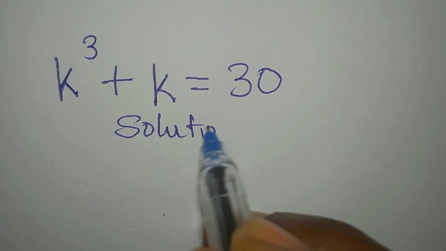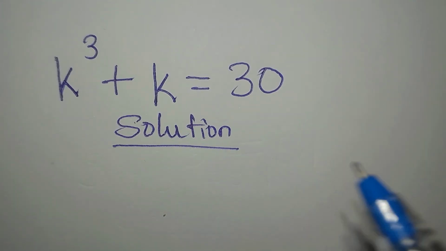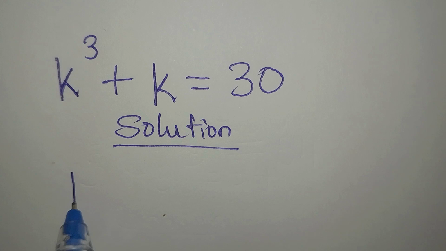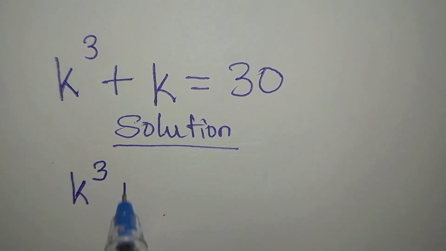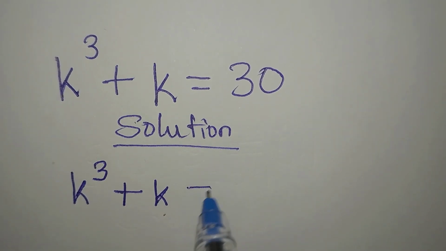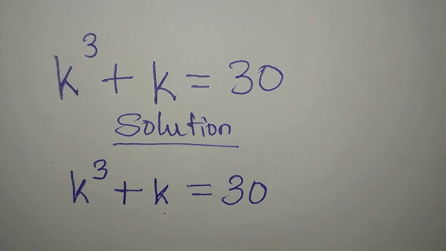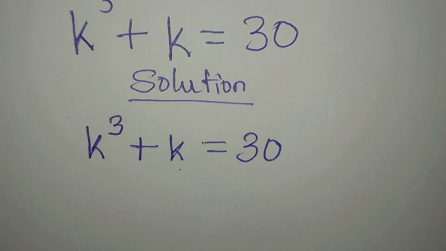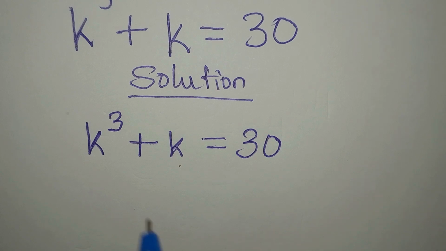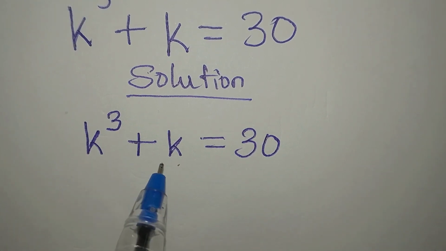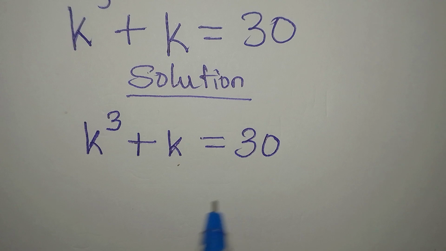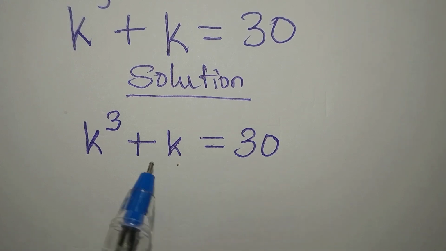Let's provide the solution to this problem. We have k to the power of 3 plus k equals 30. And from here, what do we do? k to the power of 3 plus k equals 30. Let us express 30 in this form.